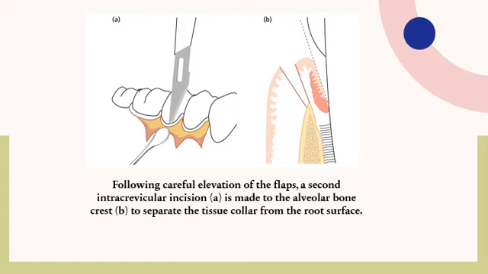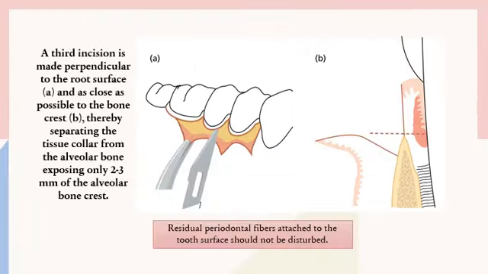Following careful elevation of the flaps, a second intracrevicular incision is made to the alveolar bone crest to separate the tissue collar from the root surface. And then a third incision is made perpendicular to the root surface, and it has to be as close as possible to the bone crest so that you can separate the tissue collar from the alveolar bone.